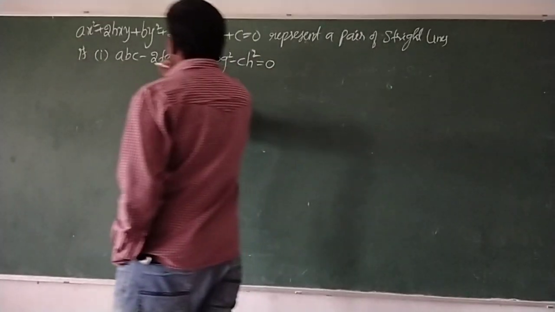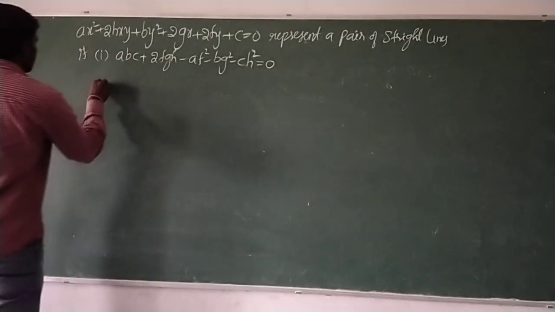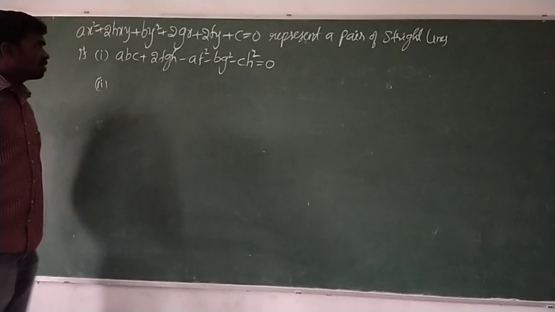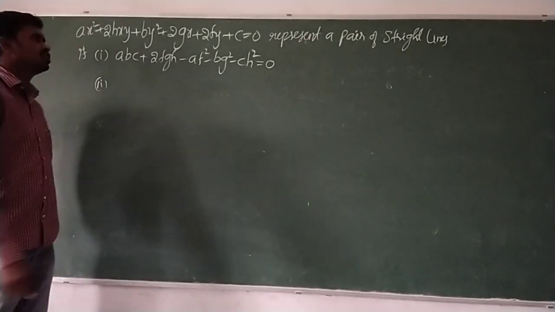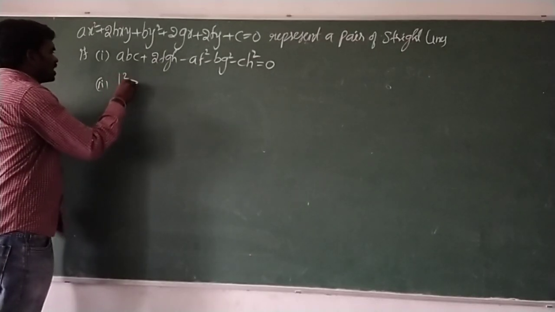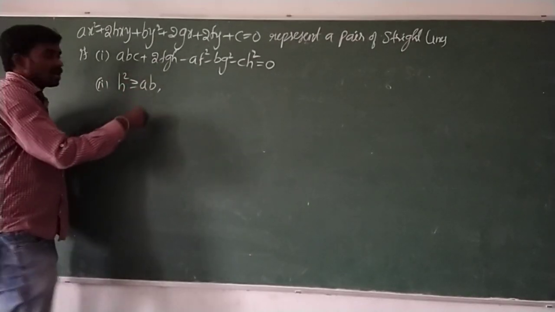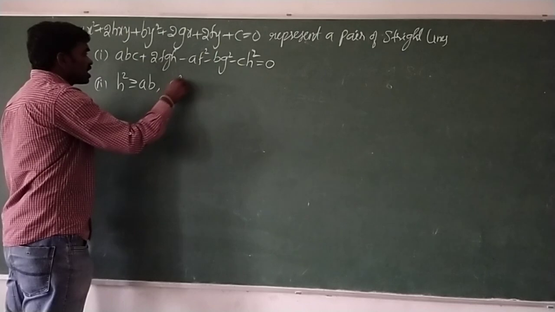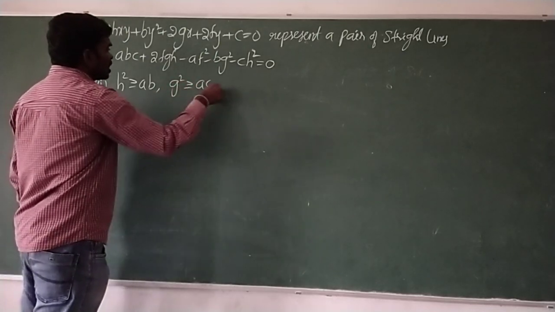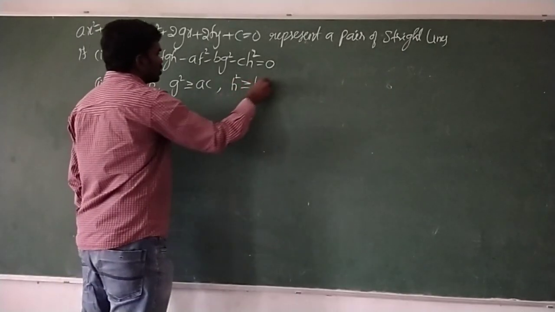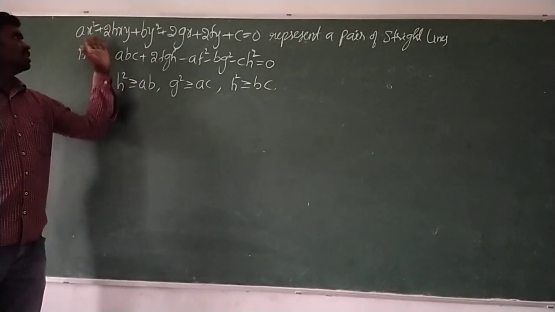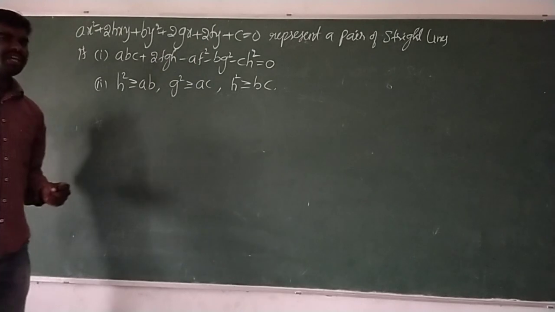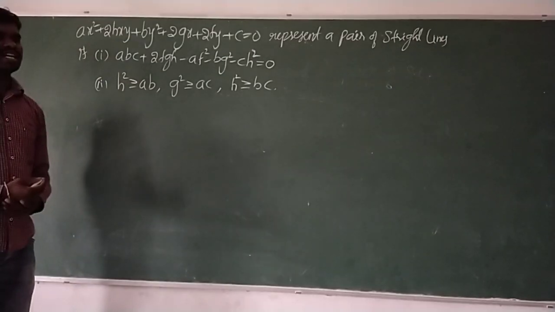Sorry, here it is plus. This is the first condition: abc plus 2fgh minus af square minus bg square minus ch square equal to 0. And the second condition is h square greater than or equal to ab, and two more conditions are there: g square greater than or equal to ac, and finally f square greater than or equal to bc. So these conditions must be satisfied for these types of equations to be called a pair of straight lines.